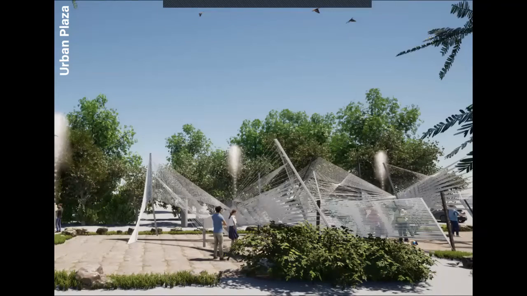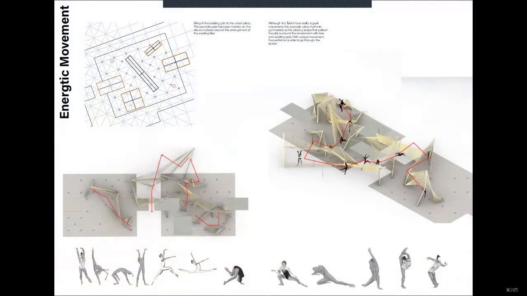Hello everyone, welcome to our urban plaza. Bring the existing grid into the urban plaza. The portable posts have been marked on the site and placed around the arrangement of the existing tiles. Although Taiji has really regular movement, this example uses rhythmic gymnastics as the playscape, placing the points surrounding the environment with a tree and existing points. With a unique movement, the performer is able to go through the space.